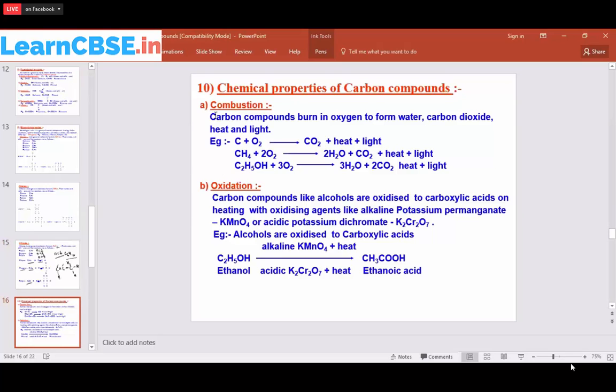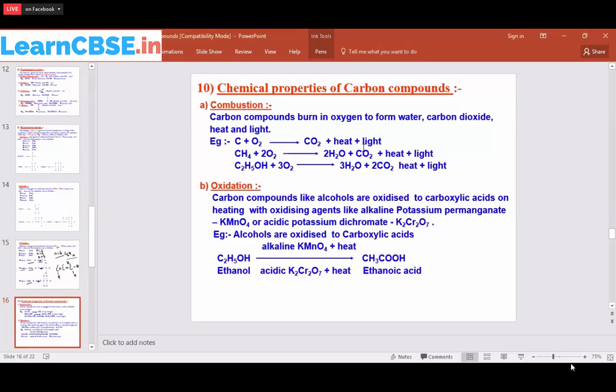So here carbon plus oxygen gives carbon dioxide plus heat plus light. CH4, only one carbon atom is present, so it is methane. When we burn methane in oxygen, we end up with carbon dioxide and water plus heat plus light. As it is a burning reaction, it will give a lot of heat as well as light. So we have to balance the equation.